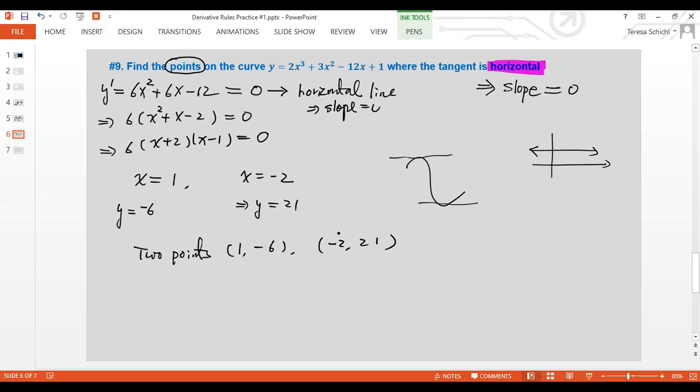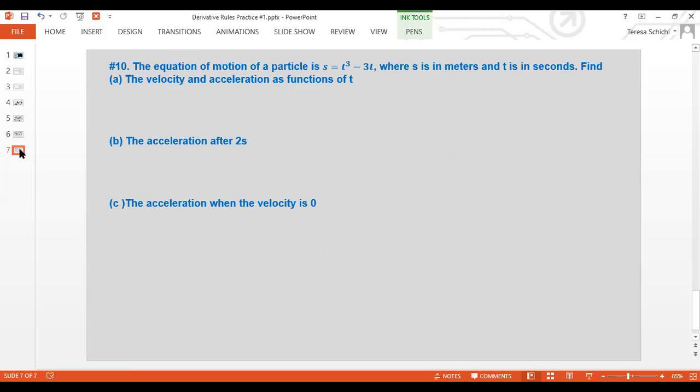Okay, now our last problem. We're going to see a lot of these types of problems. Here we need to know that we have 3 types of functions. We have what we call the position function, which tells you where your particle is after t seconds. This is what we call s(t).